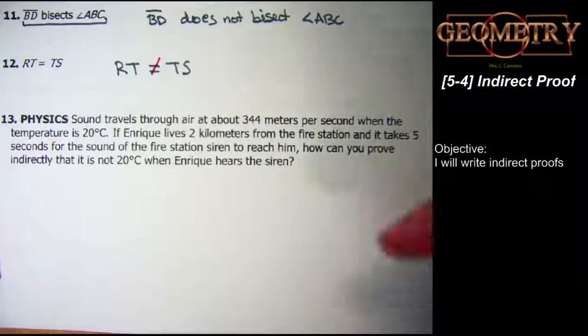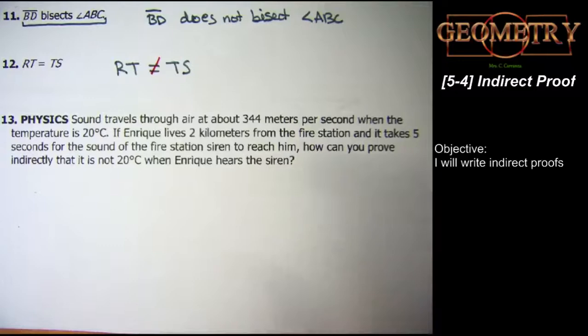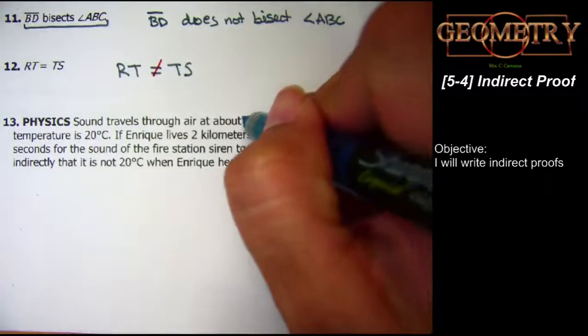All right, so let's do some physics. Sound waves travel through the air at about 344 meters per second.